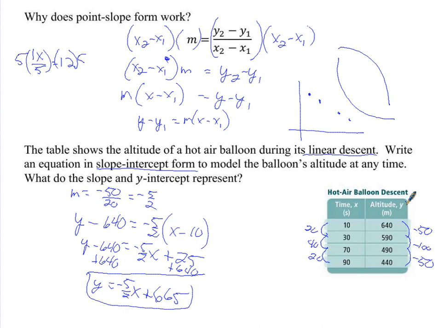Okay? What does the slope represent? The rate of change that the balloon was descending. Okay, so let's put that in actual units here. It was y over x, y divided by x. So the change in altitude divided by the change in time. Okay? So this negative 5 divided by 2 represents 5 meters. It falls 5 meters per every 2 seconds. That's what the slope represents.